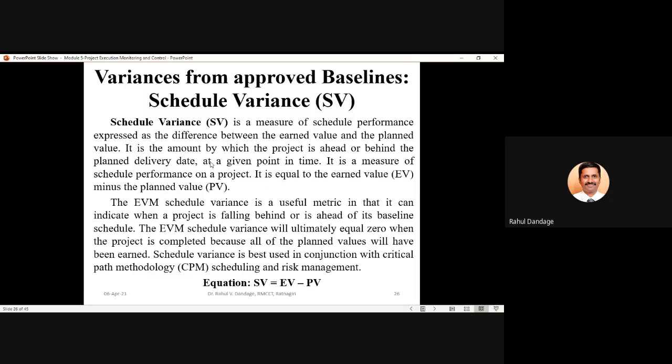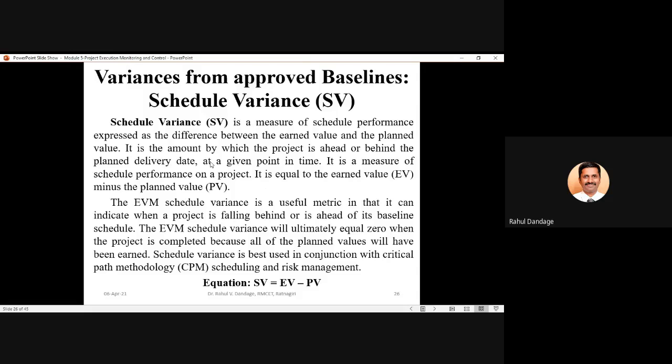Then next, after understanding the planned value, earned value, and the actual cost, that is PV, EV, and AC, we have to move further to determine the variances from approved baselines. So whenever we say variances from approved baselines, we have certain standard baselines for schedule, for cost, and for time. But the actual case may be slightly different. So we need to find out the difference between the actual scenario and the planned scenario with respect to schedule, time, and cost.